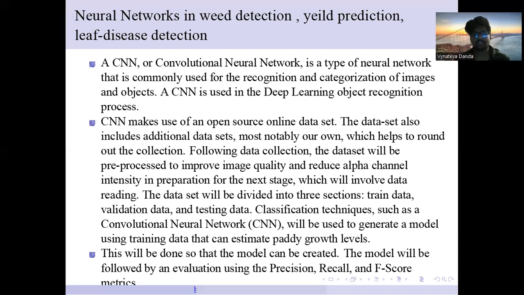Following data collection, the dataset will be pre-processed to improve image quality, and it also reduces the alpha channel intensity in preparation for the next stage, which will involve data reading. The dataset will be divided into three sections: the train data, validation data, and the testing data. Classification techniques such as convolutional neural network will be used to generate a model using training data that can estimate paddy growth levels. The model will be followed by an evaluation using the precision, recall, and F-score metrics. We need all these three things to work on neural networks.